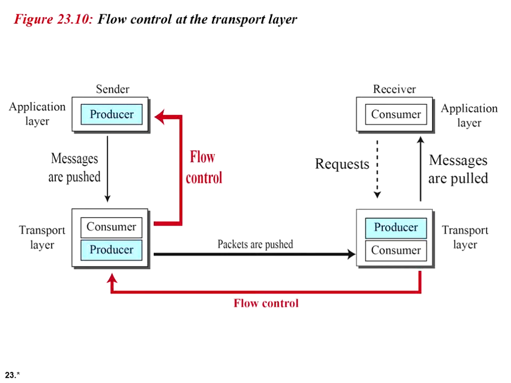Now the sending transport layer has a double role. It is both consumer as well as producer. So it consumes the messages which are pushed by the producer. Then it encapsulates the message in packets and pushes them to the receiving transport layer. Now the receiving transport layer also plays 2 roles, as you can see in this figure.